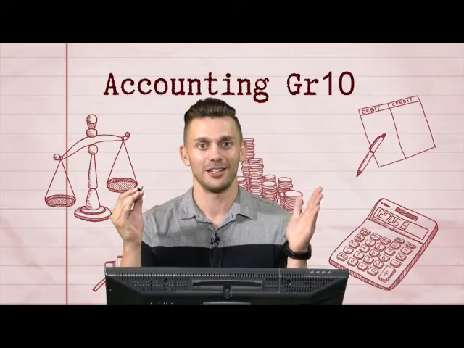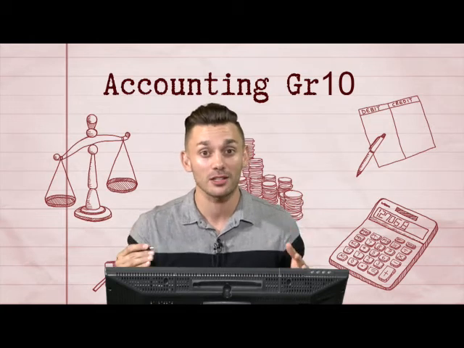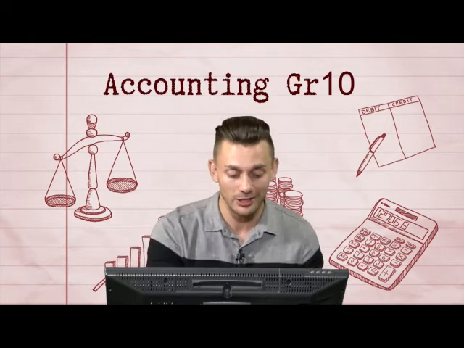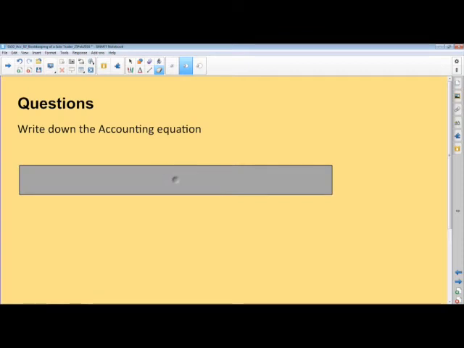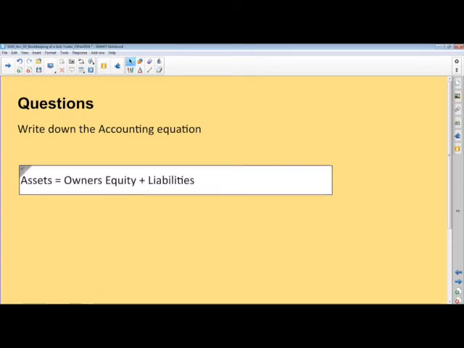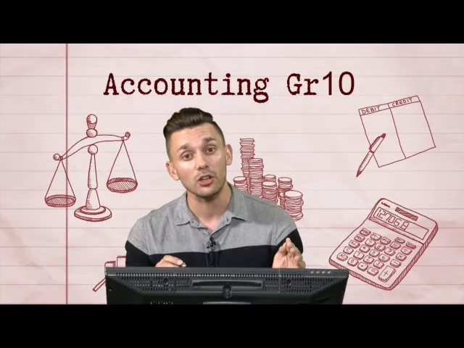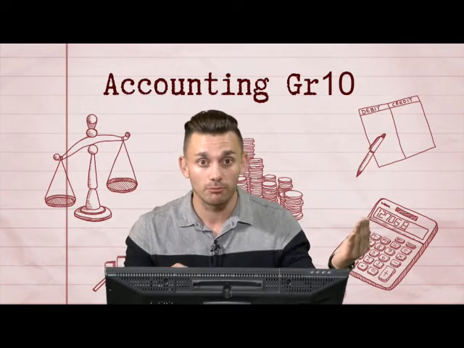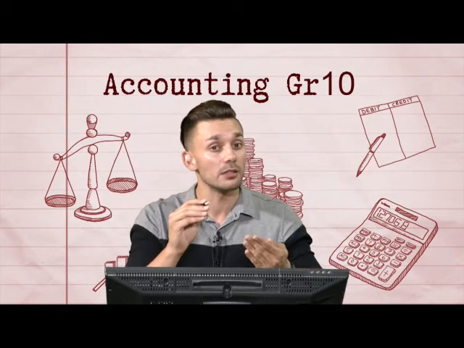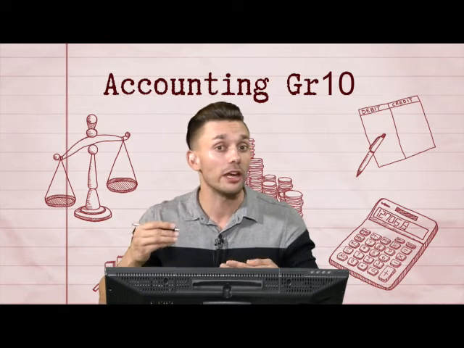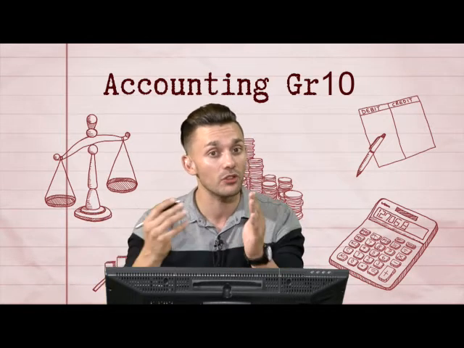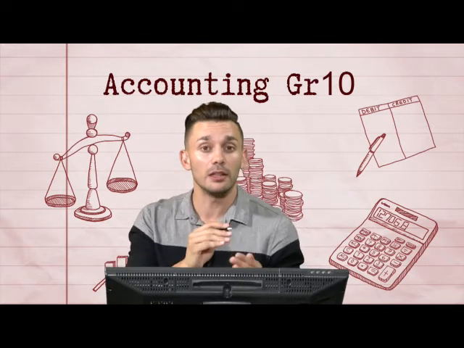Okay, guys, let's look at the answer. Remember, your assets will always equal owner's equity plus liabilities. Know this and keep it in mind. You have assets, which increase on the debit side. You have your liabilities, that is items that are owed, which increase on the credit side. But now we have this thing called owner's equity in the middle of all things.